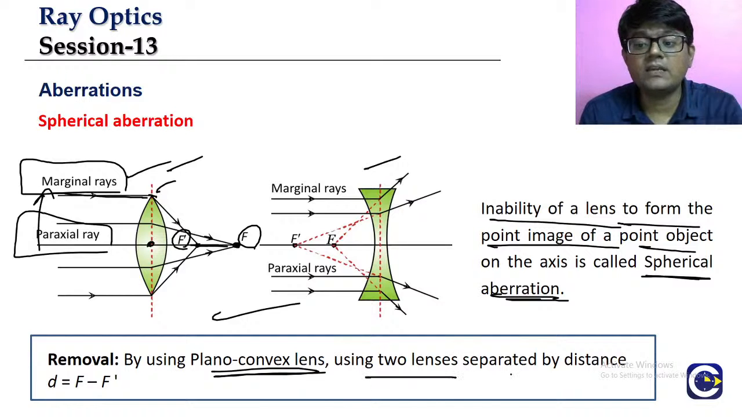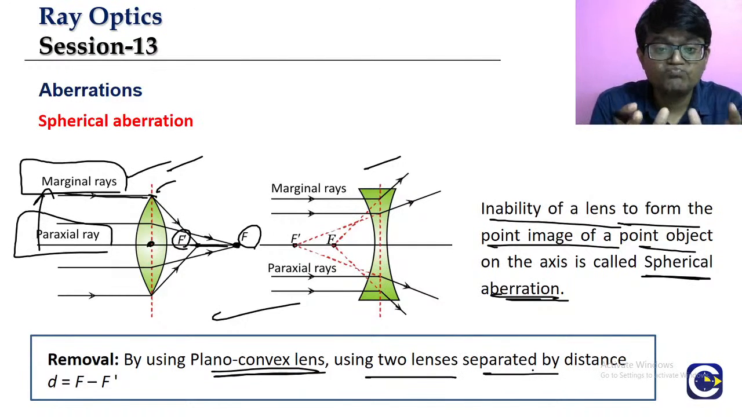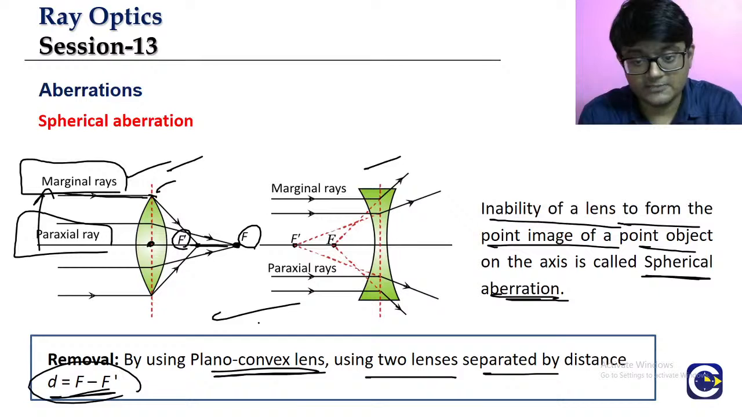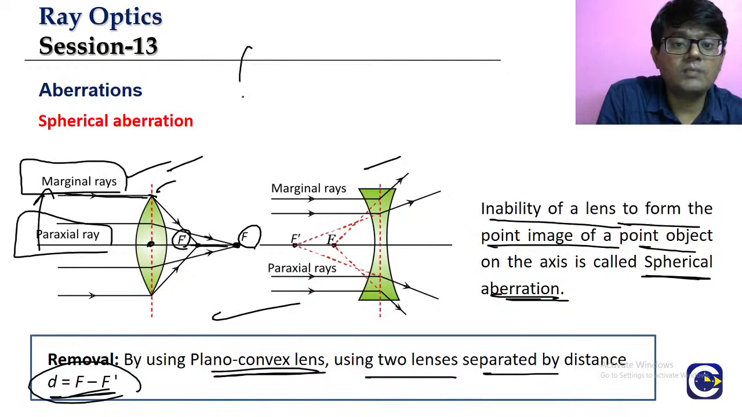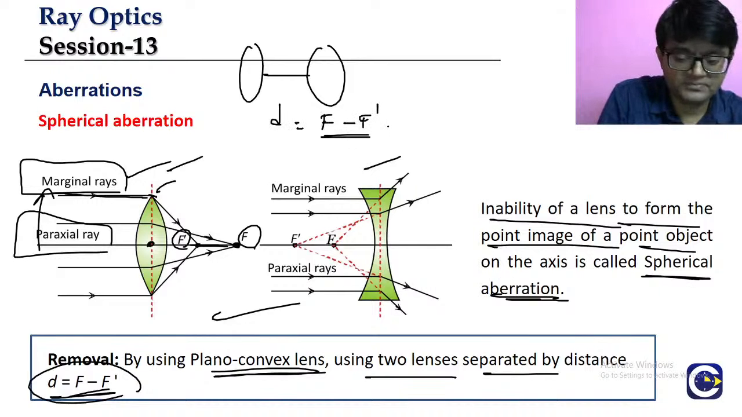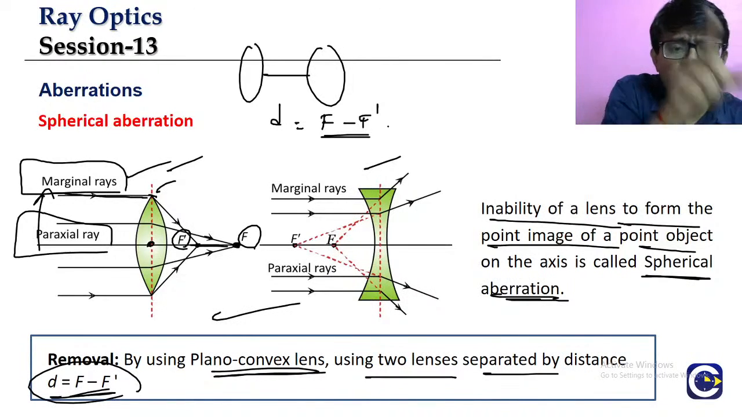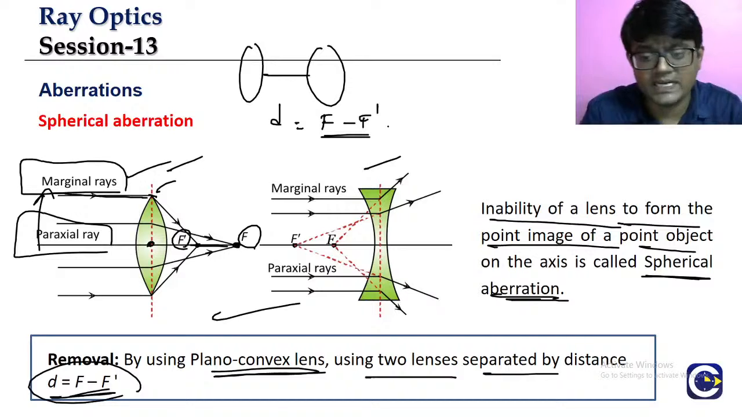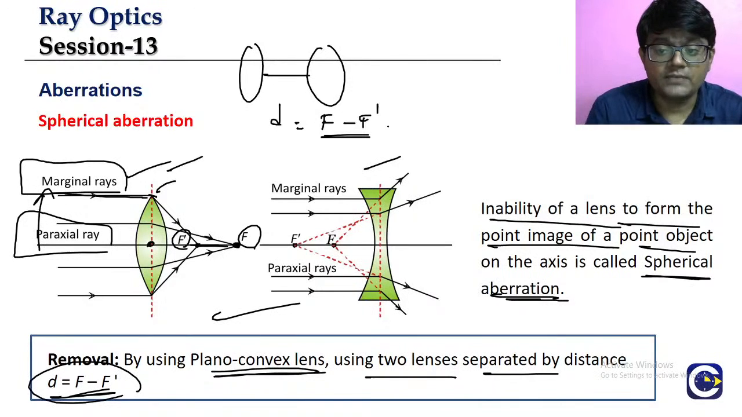Otherwise, we can even take a combination of lenses which are separated by a distance related to the respective focal lengths. If we are taking a combination of two lenses, we should separate them by a distance equal to F minus f dash. Here we don't really need to get into the details of how exactly we remove the spherical aberration, because in our purview we just need to understand the concept of both these aberrations.